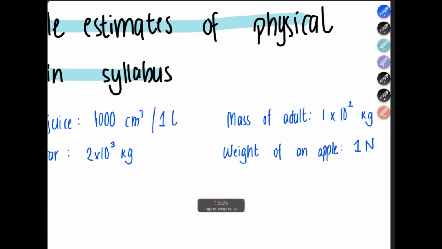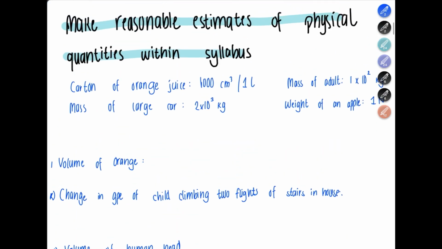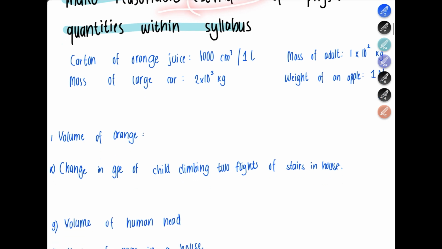What is the mass of an adult? Now this is written as 1 times 10 squared kilograms. There's obviously going to be a range. This is just an estimate, okay? What is the weight of an apple? 1 Newton. Now these are just estimates, so your answer is obviously not going to be exactly the same.